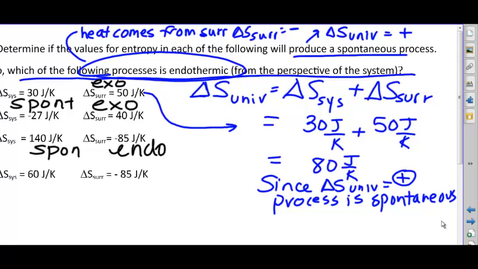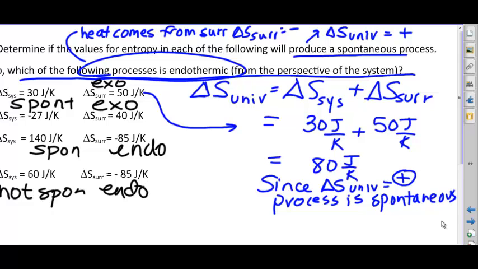Okay? And then finally, Sarah Wright. Letter D, is it spontaneous? No. Not spontaneous. Because when you add these together, it's negative. Endo or exo? Endo. Okay? Again, I get it confused in my head, so I know you're going to get it confused in your head.